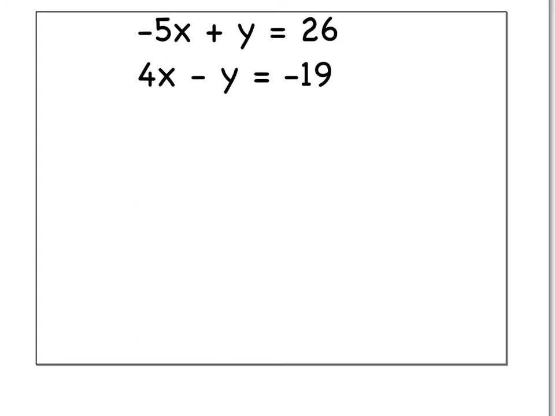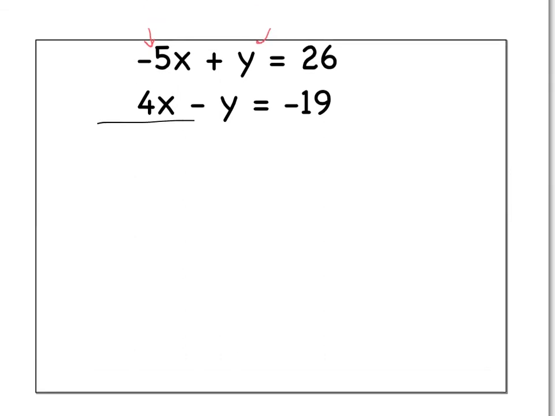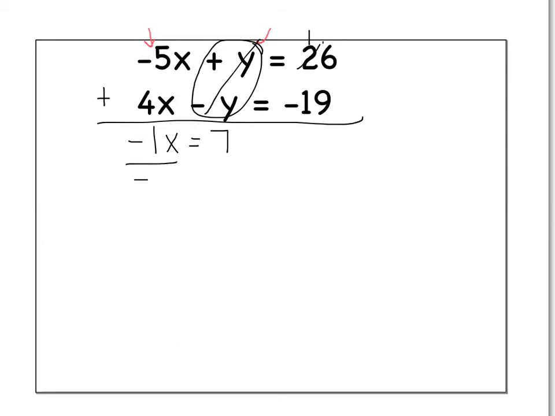On the next problem, when I look at my x's, they are not opposites, but when I look at my y's, they are, which means the y's are the ones that we want to get rid of. They're opposites, so that would give us 0, and then we'll add our equations together. Negative 5x plus 4x would give me negative 1x, and 26 plus negative 19, we're just doing the subtraction, that would give us 7. Divide both sides by negative 1, and x equals negative 7.